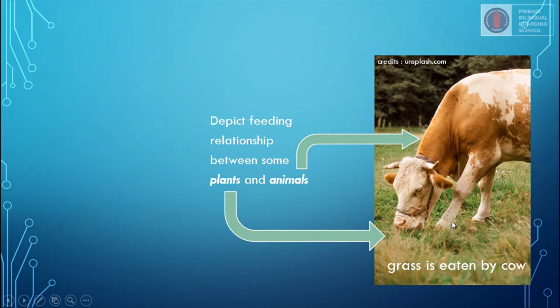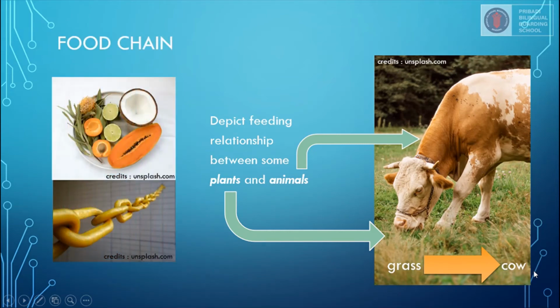Or we can change it into an arrow. So to depict the feeding relationship, we use an arrow in this diagram. You can write grass, arrow pointing at cow. So it means that the grass is eaten by the cow.